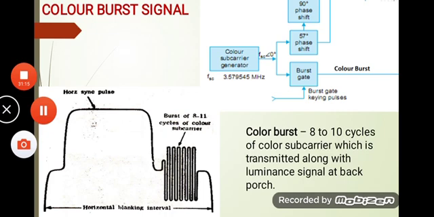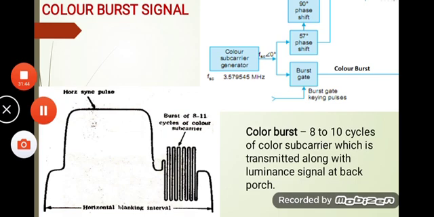Next is the color burst signal. We have already discussed this in the previous videos, but let us just quickly finish it up. The color burst signal is nothing but 8 to 10 cycles of the color subcarrier which is transmitted along with the luminance signal at the back porch. This is the definition of color burst. But what exactly is this color burst?